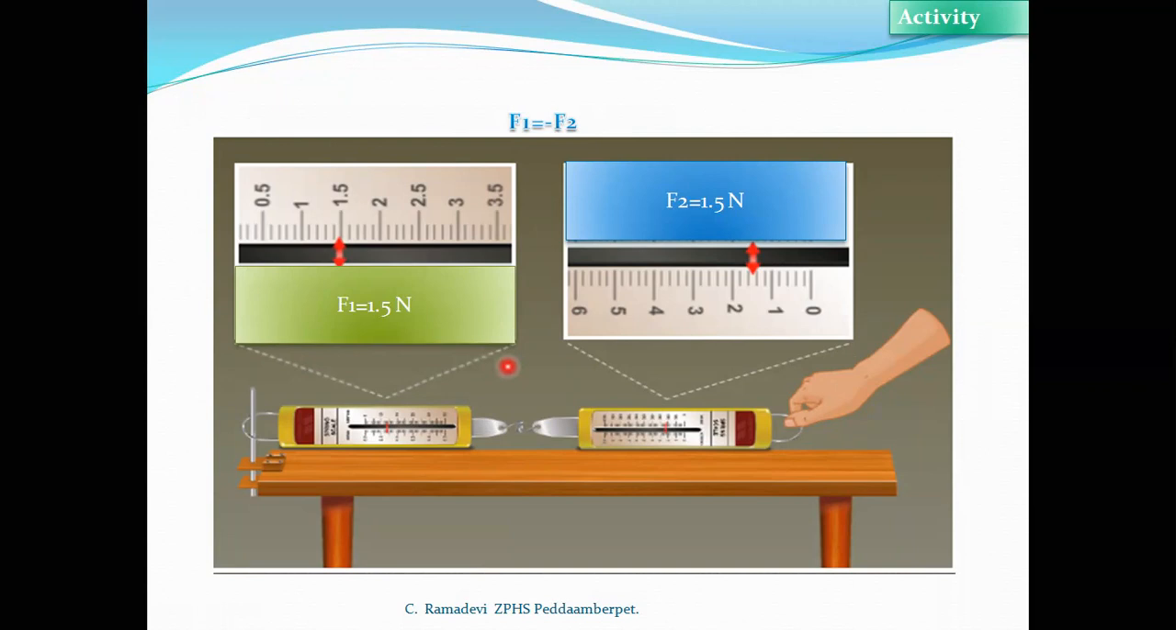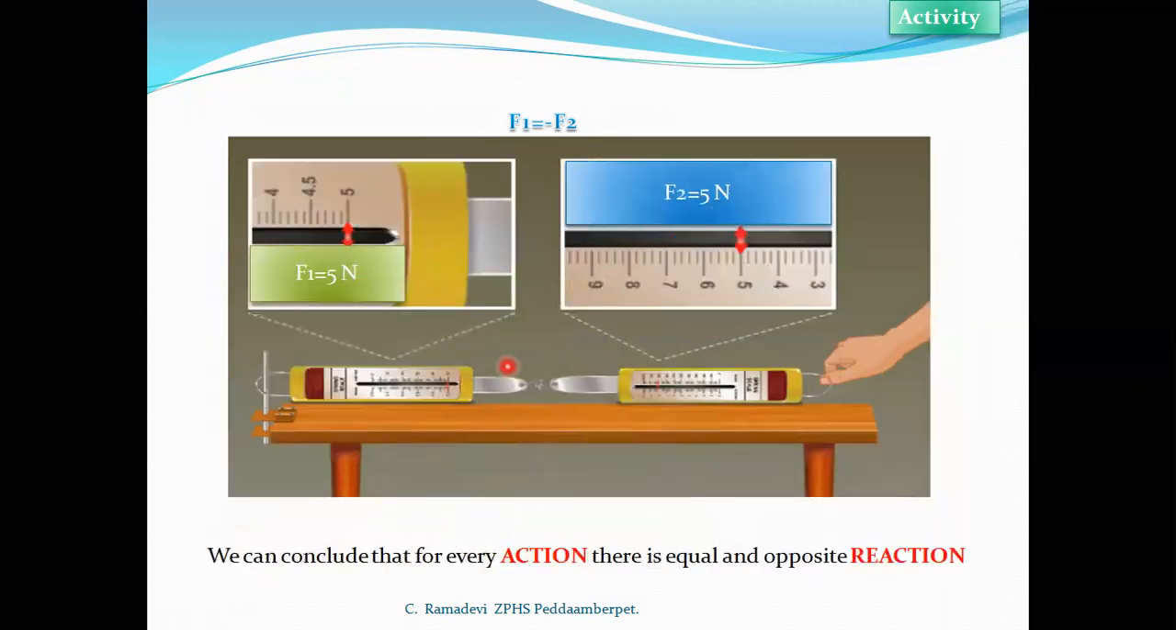In the next picture we see that the force on the first spring is 5 newtons. Similarly, the force on the second spring is also 5 newtons. We are pulling with a 5 newton force. Then the force in the first spring also shows the same reading, but in the opposite direction. So we conclude that for every action there is an equal and opposite reaction.